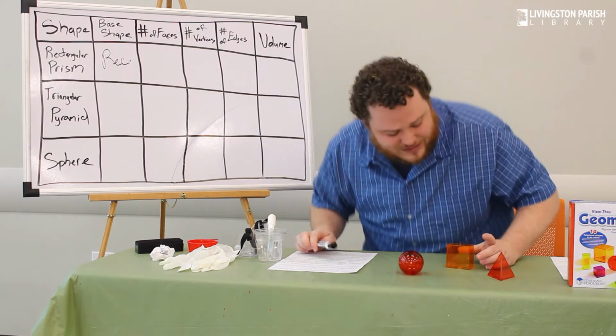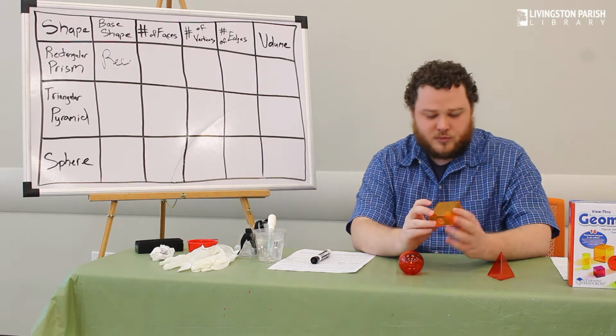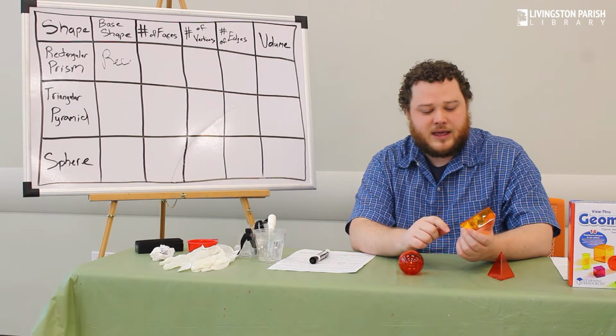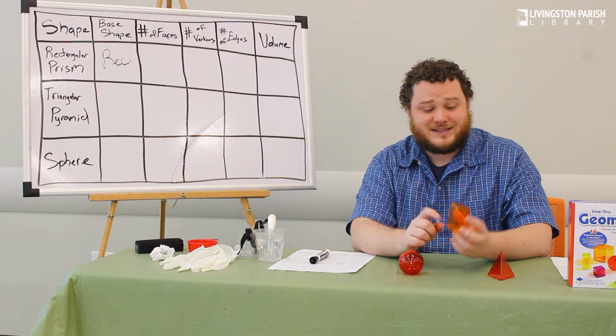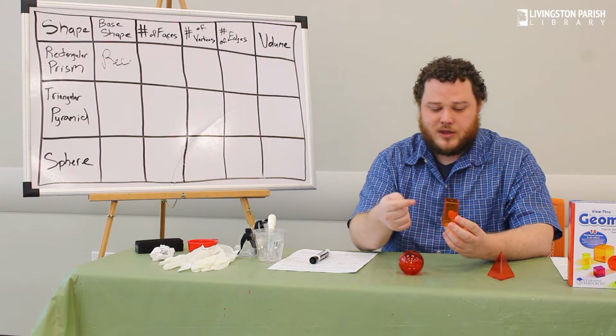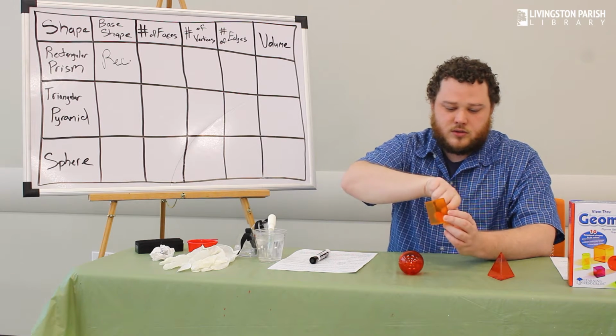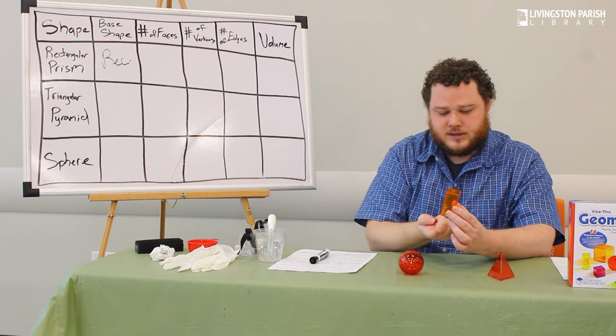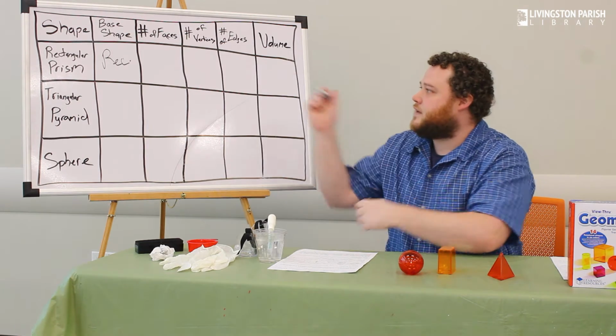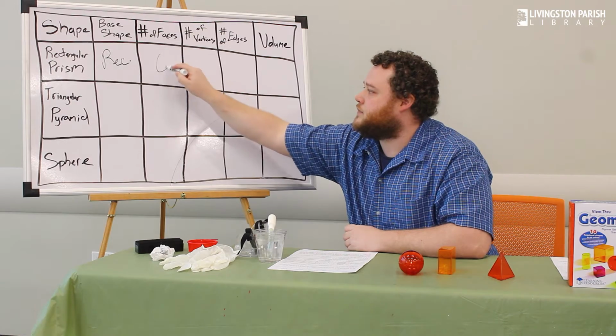So how many faces are on a rectangular prism? Very much like a cube, it has 6 faces, but let me make sure. We have 1, 2, 3, 4, 5, 6. 6 faces in a rectangular prism.